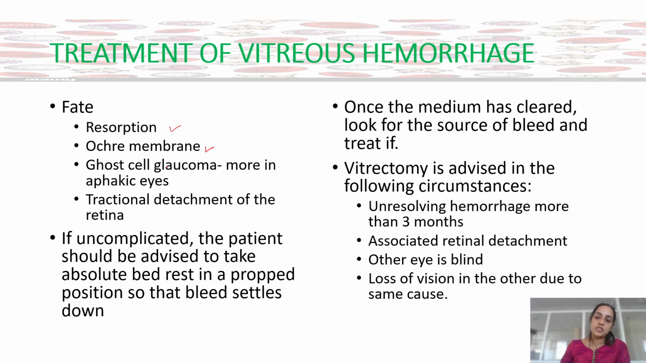Ghost cell glaucoma is when these degenerated red cells enter the anterior chamber. That's why it's more common in aphakics, and they go and clog the trabecular meshwork. Tractional retinal detachment occurs when there is a fibrovascular component along with the vitreous hemorrhage.